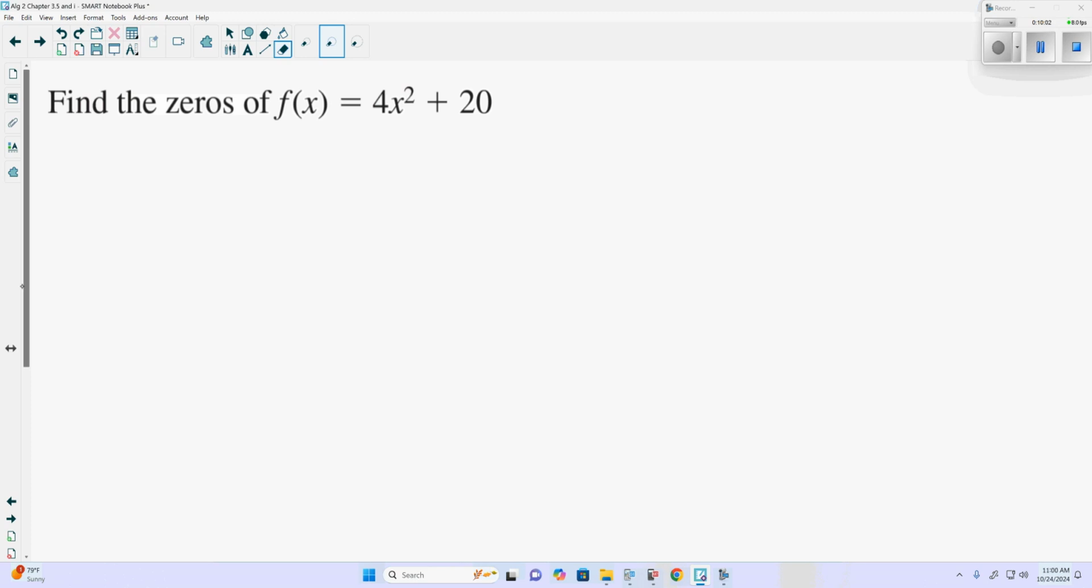I believe this is the last problem on the first page. We want to find the zeros of f of x equals 4x squared plus 20. When we find the zeros, we're trying to find out what value of x will make this equation be 0. That's all it's saying. Because we're wanting to know what value of x is going to make 4x squared plus 20 equal 0.